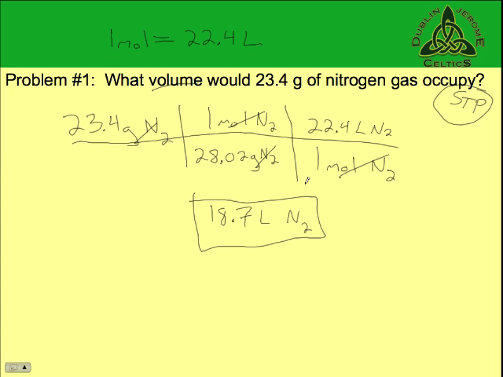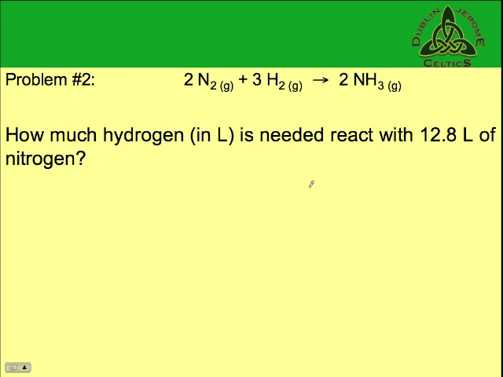All right, so molar volume made that a lot easier. That was easier than doing the ideal gas law. If it's at STP, you just do the conversion. Yeah, a lot easier. All right, let's try another one.